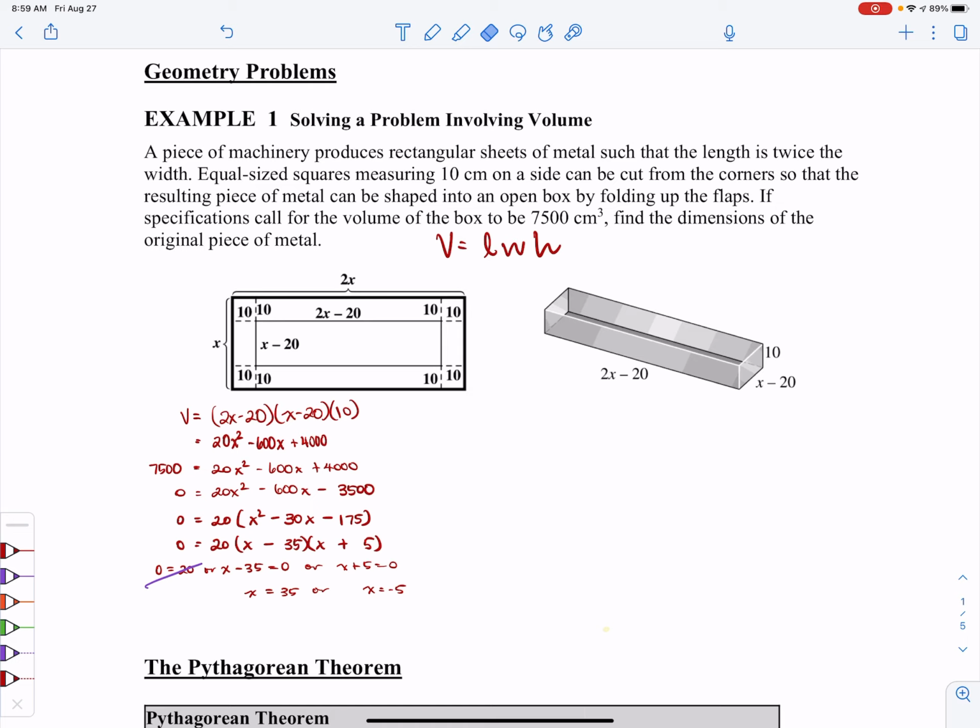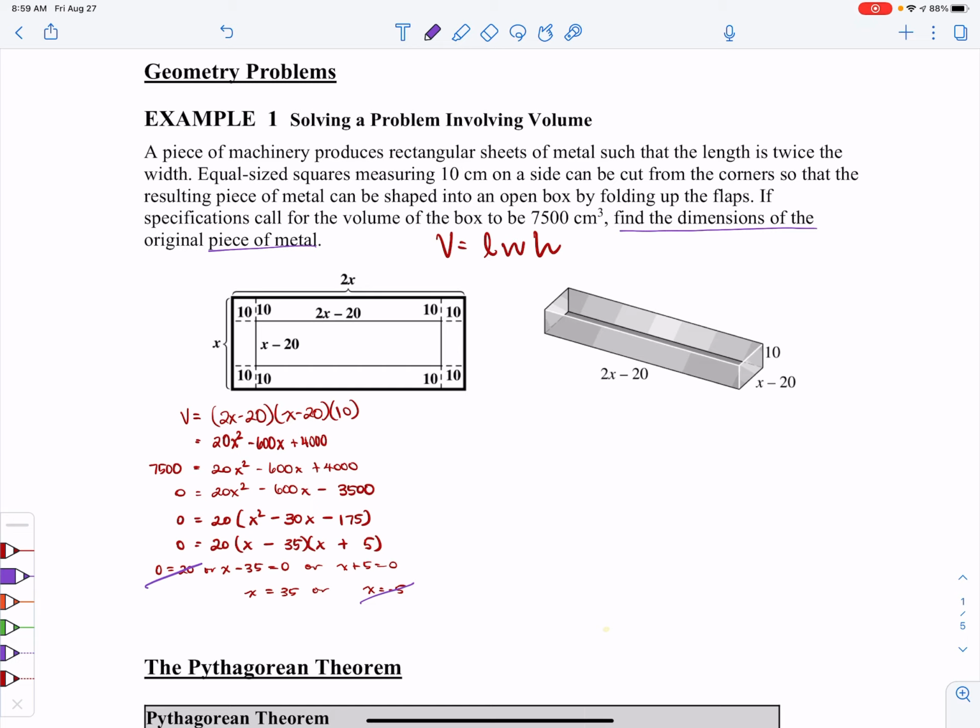Now let's make this make sense. Let's go back to the original question, and it said to find the dimensions of the original piece of metal. Find the dimensions of the original piece of metal. Well, we understand that there is no way in the world my original piece of metal can have a side length of -5. So this particular solution, we're going to throw it out because it's not possible. And so we'll use x equals 35 as one of my solutions there.